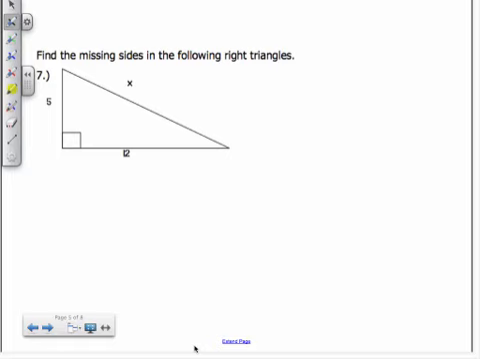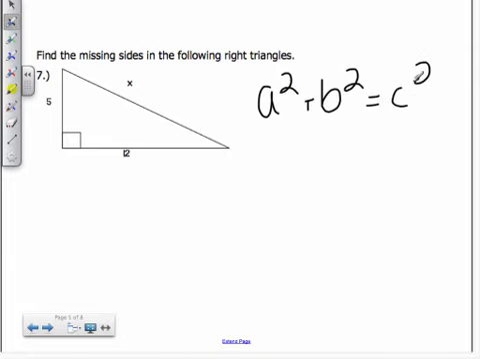So now for the following questions, it asks us to find the missing sides in the following right triangles. So we know for a fact that these are right triangles, so we don't have to determine whether or not they are. And we know because we have this right angle box in the corner. So now because we know it's a right triangle, we can use Pythagorean theorem to figure out what the missing side is. So again, a squared plus b squared equals c squared.